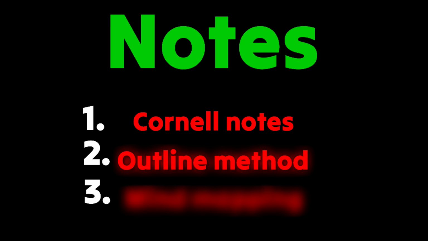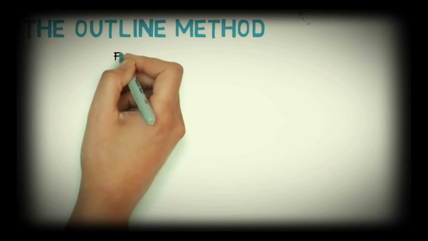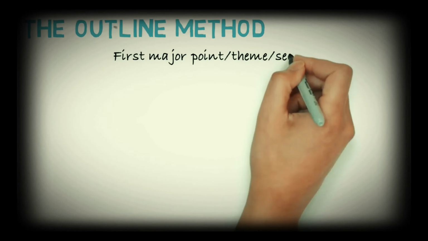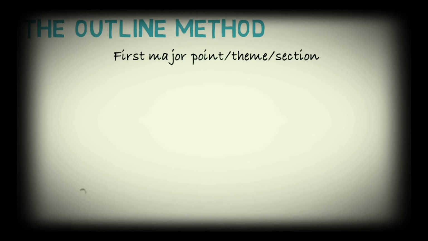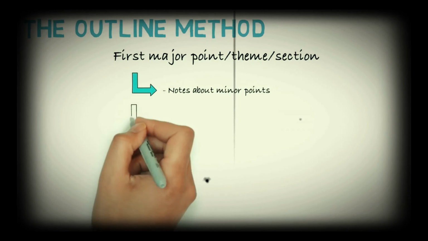Now let's head to the next method, that is the outline method. Here's how the outline method works. To start, create a hierarchy of the information. Begin with the main topic or subject at the top of your page and use headings and subheadings to break down the content into smaller related points. This hierarchical structure makes it easier to see the relationships between different ideas.